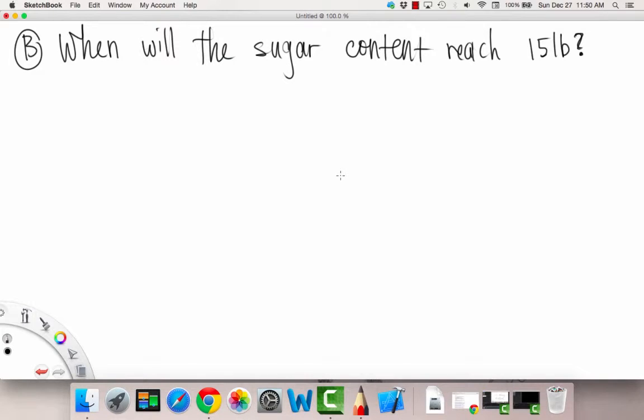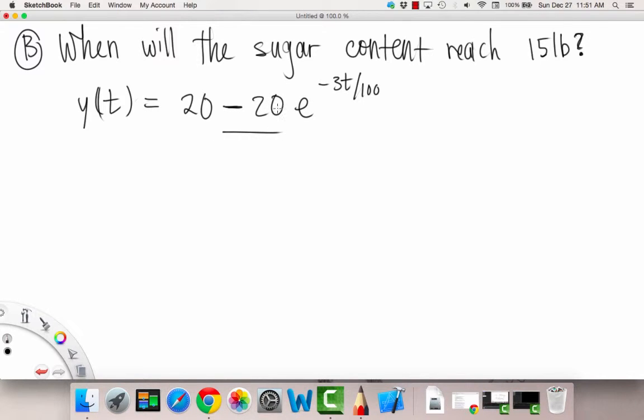Okay, so here's part B. It's asking when will the sugar content reach 15 pounds? So here we kind of have to work backwards, but nonetheless we're going to use the solution to our differential equation, because our solution gives us the sugar content, the formula for that. So our y of t we found was equal to 20 minus 20e to the negative 3t over 100. And the reason that we're using our particular solution, in the sense that we don't have a plus c here or anything, is because we still have our same initial condition, right? Our initial condition was y of 0 is equal to 0.